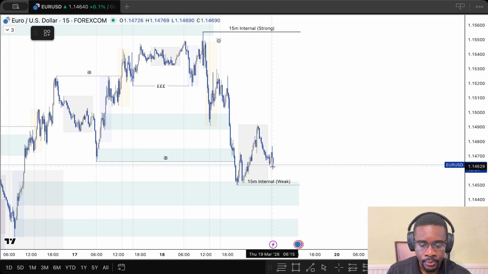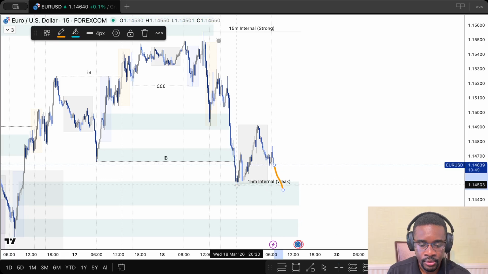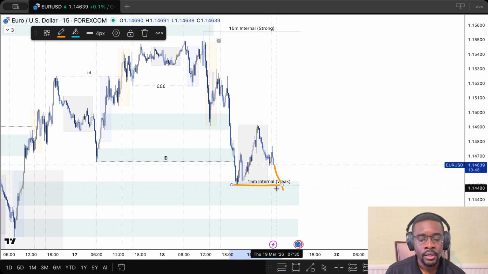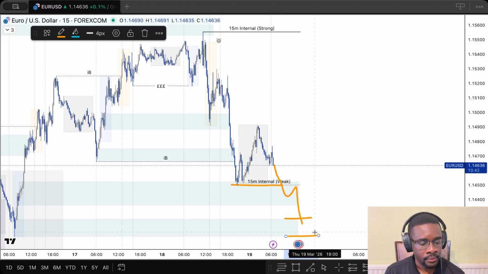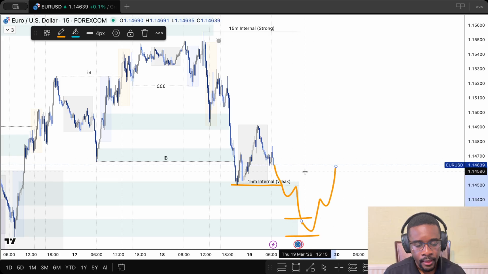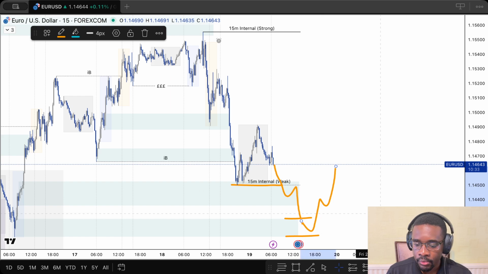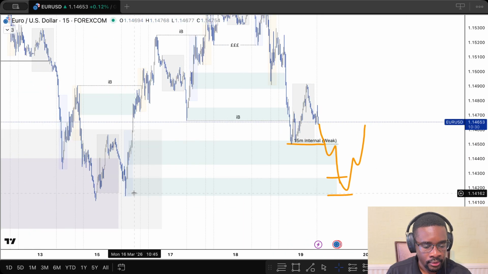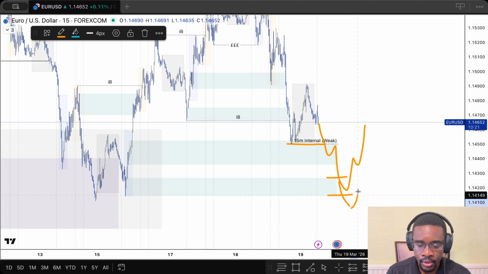So what we could see happen is price could continue, take out this area, this weak low, and maybe continue towards this extreme, and then maybe we have a reaction coming up from there. So we could react straight from the zone, or the zone could fail. That means we might have a sweep and then have a reaction going up.